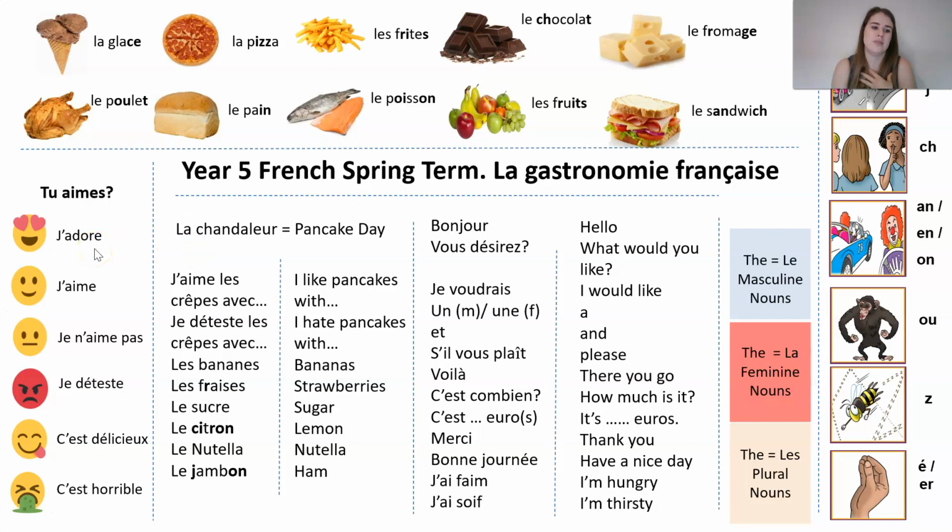When you j'adore something, you love it. When you j'aime, you like something. When you je n'ai pas, you're not quite sure. Je déteste, you detest it, you hate it. C'est délicieux is when you find it delicious. And c'est horrible is when you do not like it, it's horrible.